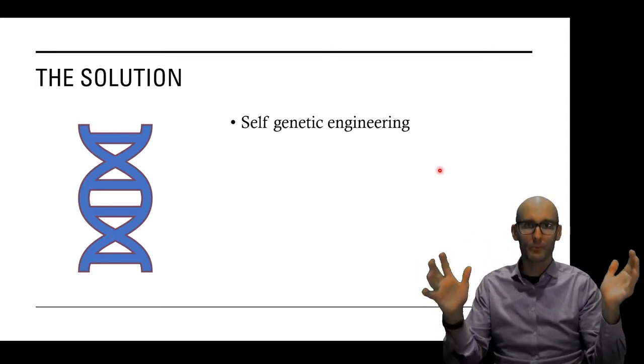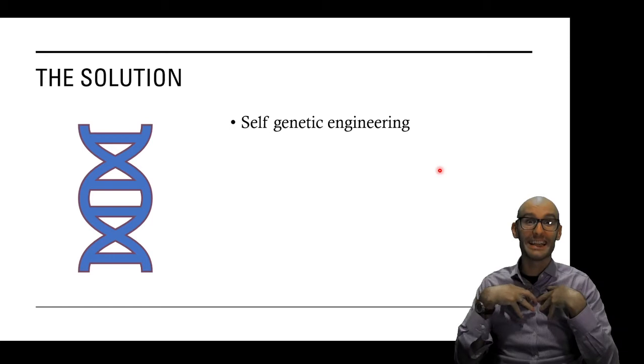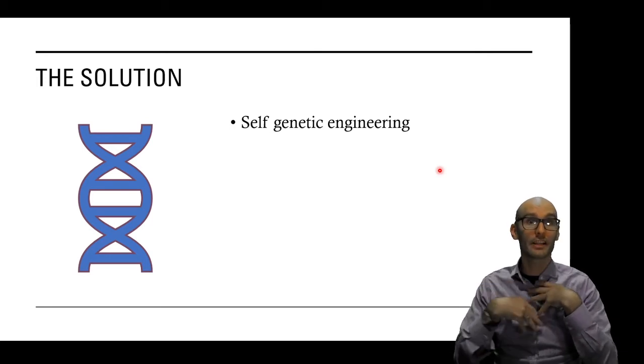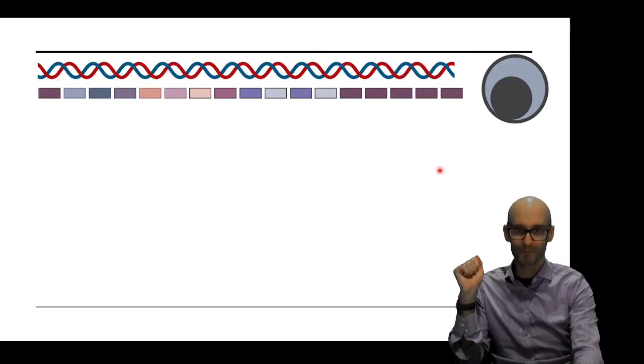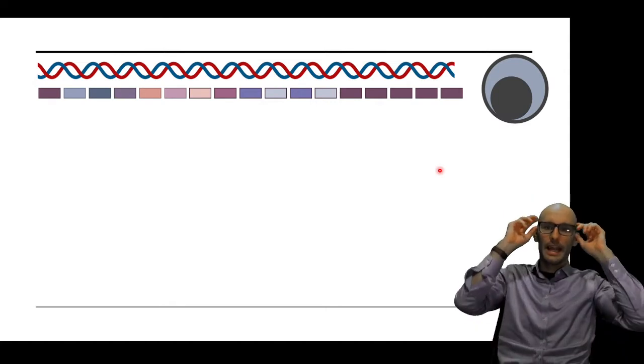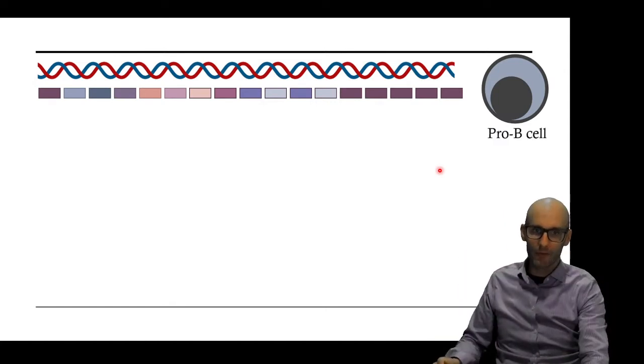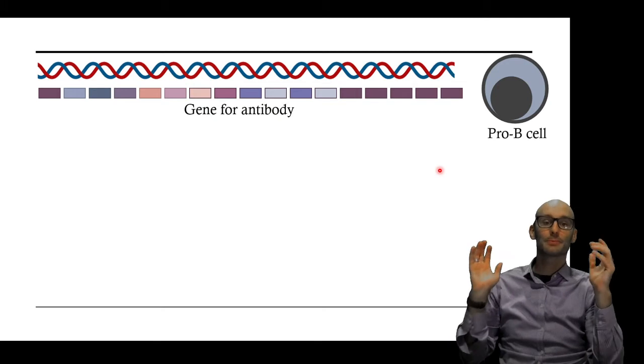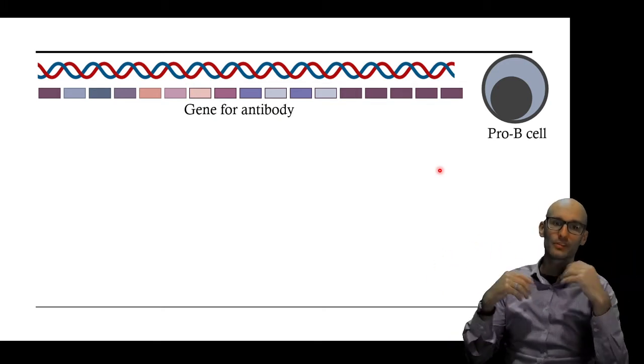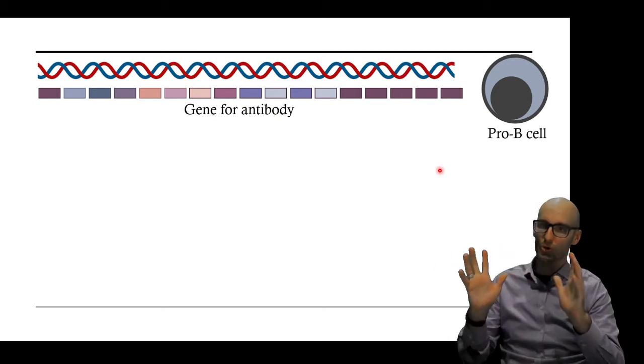Basically, the adaptive immune cells self-genetically engineer to induce variability in their own genome. So let's see how that might work. Here we have the gene for an antibody, and it's present in a pro B cell.